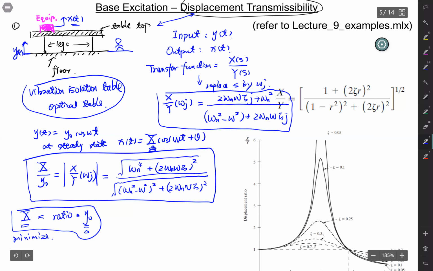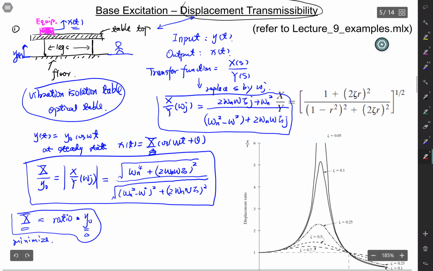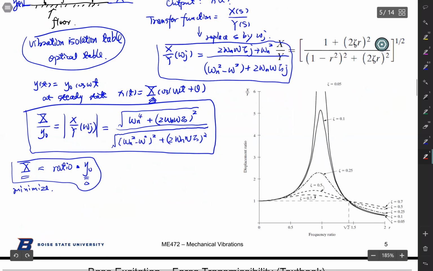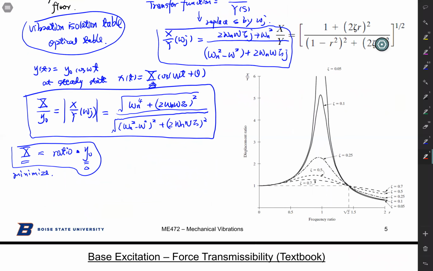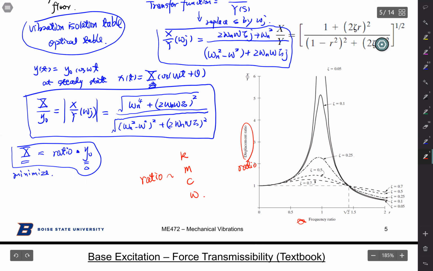Then what does this ratio look like? If you check my lecture 9 underlying examples, I give you a MATLAB code to help you plot these ratios. So this is the image you're going to see, and this is your ratio. Again, your transfer function has nothing to do with initial conditions, so your ratio has nothing to do with initial conditions. It only depends on the system parameters. Your system parameters are K, M, C, and omega, right? So those are the only four things you have control over.